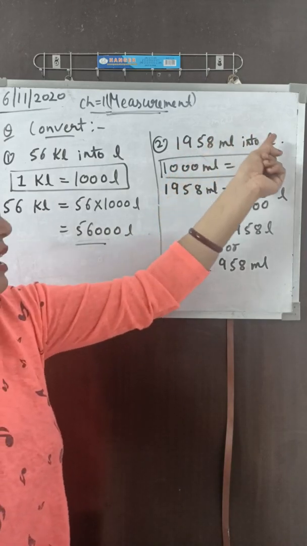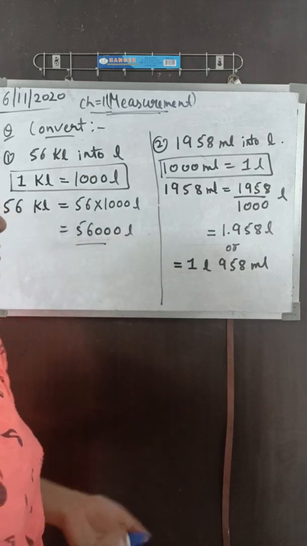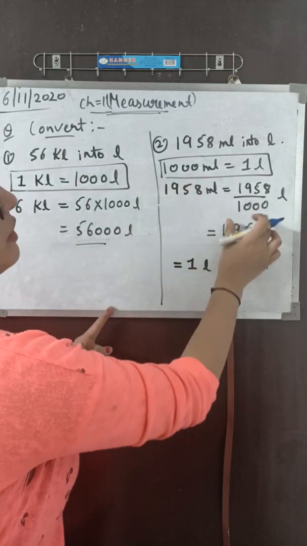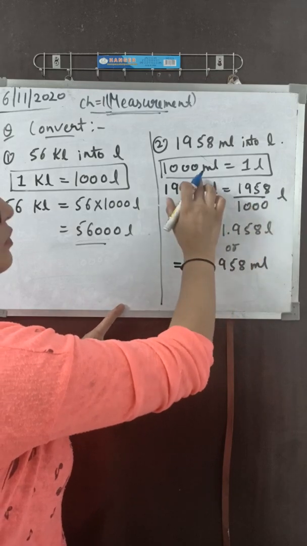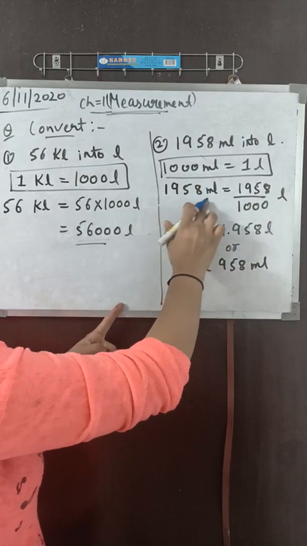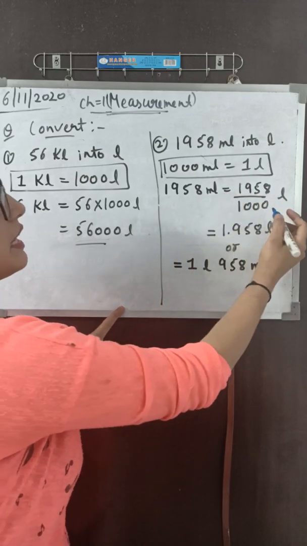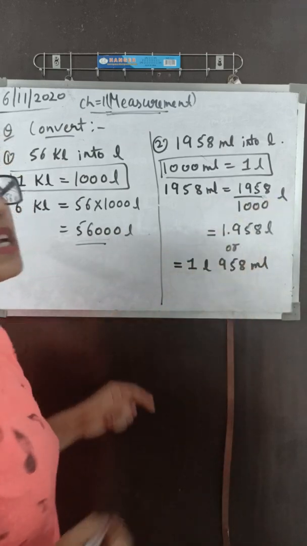Now we have to convert milliliter into liter. As you can see, we have to convert 1958 milliliter into liter. That means in this case we have to convert small into big. That means we have to divide, right? So as we know, 1000 milliliter is equal to 1 liter. That means 1958 milliliter is equal to 1958 divided by 1000 liter.